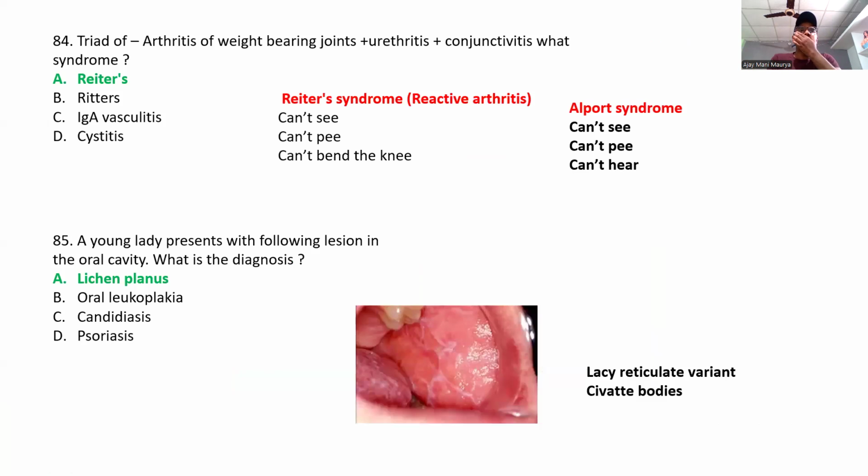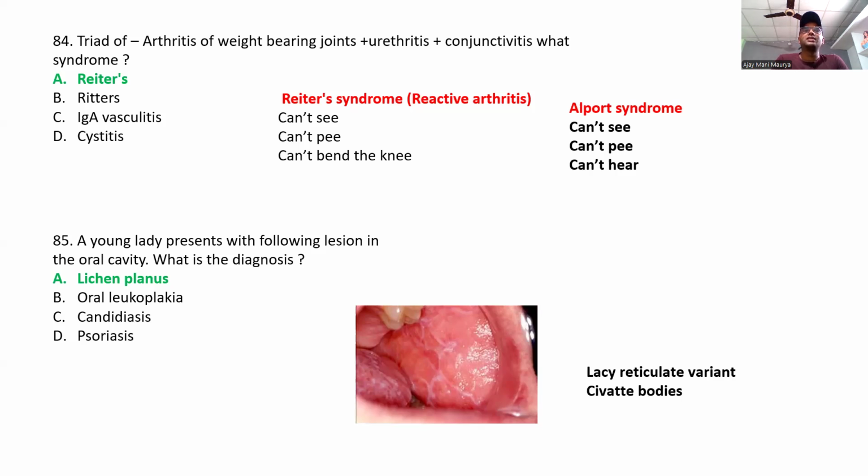The triad of arthritis of weight-bearing joints, conjunctivitis, and urethritis is Reiter syndrome. Please remember, guys, this is Reiter syndrome. And this is staphylococcal scalded skin syndrome.